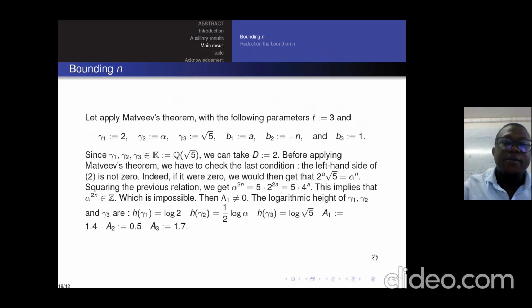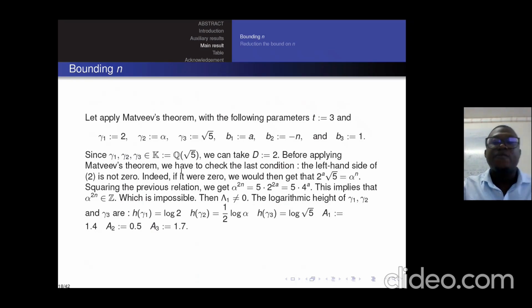And we will now apply Matveev's theorem with the following parameters. t is equal to 3, gamma 1 is equal to 2, gamma 2 is equal to alpha, gamma 3 is equal to the square root of 5, b1 is equal to a, b2 is equal to minus n, and b3 is equal to 1. Since all those algebraic numbers belong to K, which is equal to Q of the square root of 5, we can take D equal to 2.